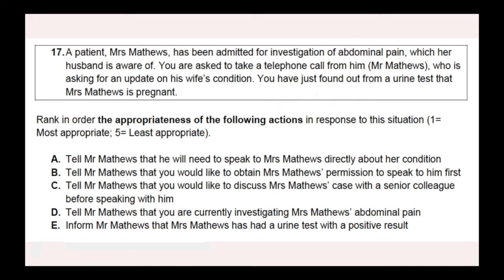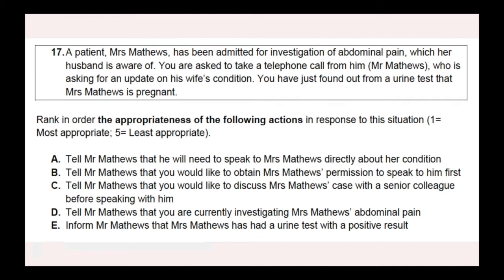A patient, Mrs. Matthews, has been admitted for investigation of abdominal pain, which her husband is aware of. You are asked to take a telephone call from him, Mr. Matthews, who is asking for an update on his wife's condition. You just have found out from a urine test that Mrs. Matthews is pregnant. Rank in order of appropriateness the following actions in response to this situation. So pause, use rule number 5, and rank your answers now.